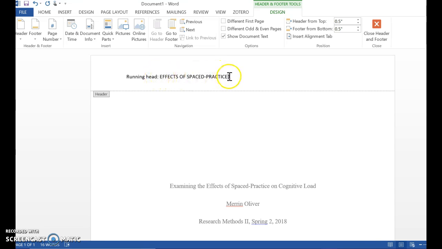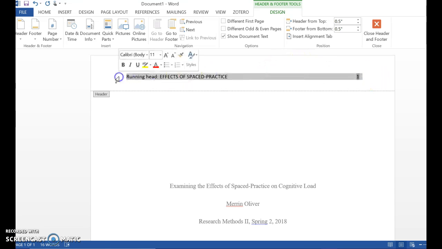I want to get my page number right aligned. So all I'm going to do is, my cursor is already in between my running head title and my page number. I'm just going to tab once, twice, okay? And it's going to put it right aligned over there on the right side margin. So that is just like it's supposed to be, except for font.